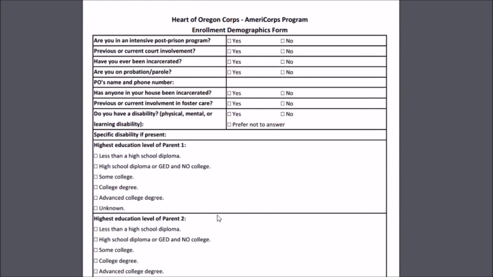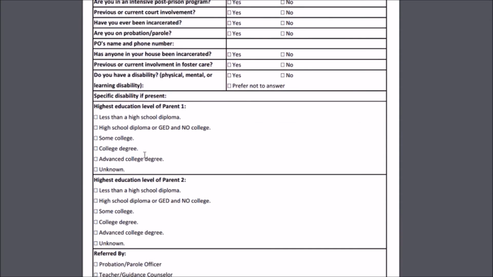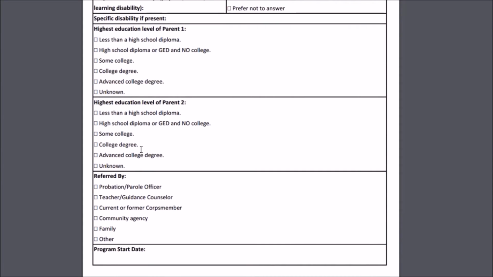Then there's a second page to this. Don't forget that second page. This asks a few questions about your background, all yes or no questions. Then we've got the highest education level of parent 1. So it doesn't matter which parent is parent 1 and which parent is parent 2. Then you're going to indicate that for the other parent as well.